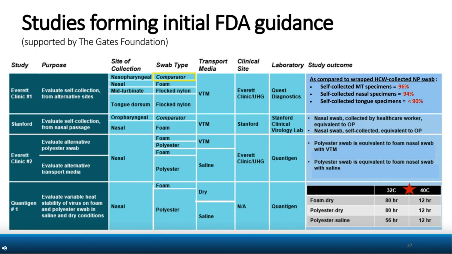The last study on this page also wanted to evaluate the impact that heat might have on these specimens. So they looked at nasal collected specimens, again, from COVID patients. They looked at foam collections as well as polyester collections, submitted dry and in saline, and tested in the laboratory. And as you can see in the little chart on the bottom right-hand side, at 32 degrees, slightly above room temperature, the foam dry swab, the polyester dry swab, and the polyester saline swab, the first two that were dry, the virus was stable for up to 80 hours at 32 degrees, went down a little bit with the polyester saline swabs, went down to about 56 hours of stability at 32 degrees.